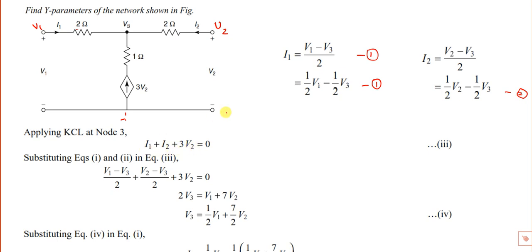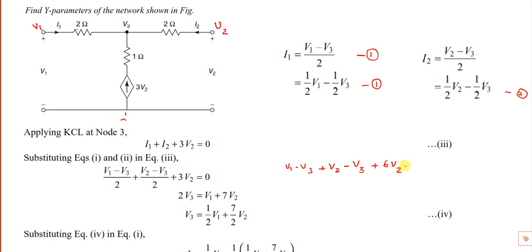Now substitute the values of I1 and I2. I1 is (V1 minus V3) by 2, I2 is (V2 minus V3) by 2, and plus 3V2 is equal to 0. Now throughout you multiply by 2. For the first term, the 2 and 2 will get cancelled. For the second term also, the 2 and 2 will get cancelled. But for the last term there is no denominator 2, so 3 into 2 becomes 6. So we get V1 minus V3 plus V2 minus V3 plus 6V2 equal to 0.